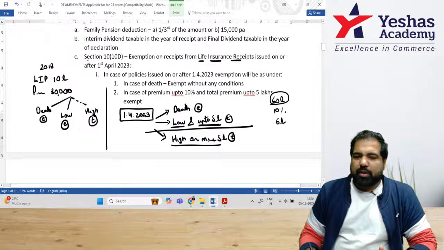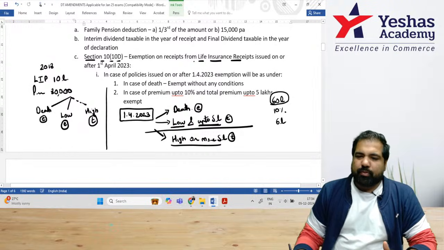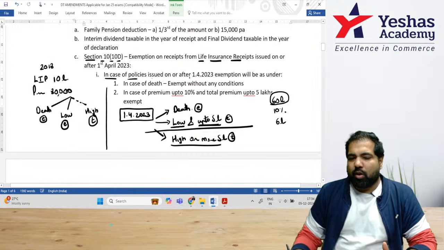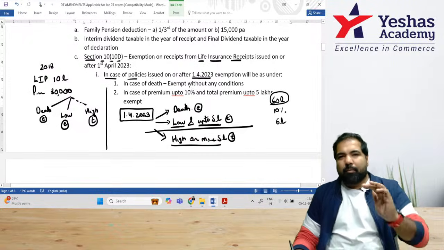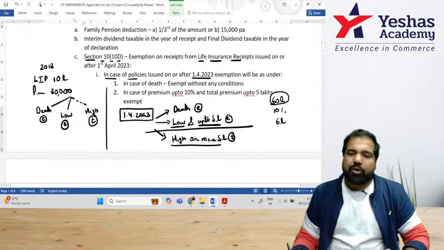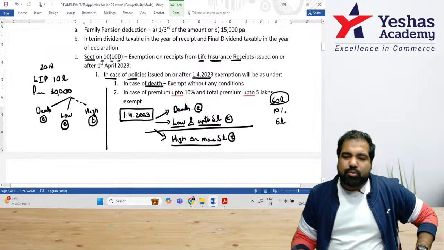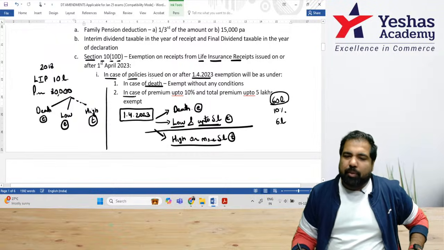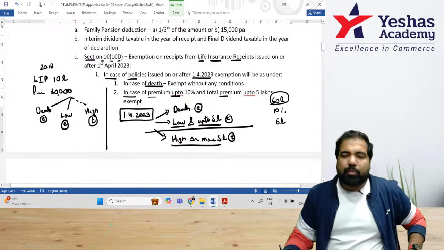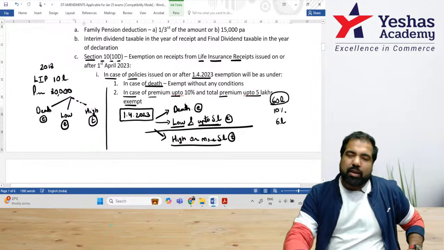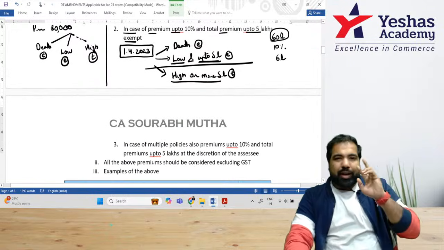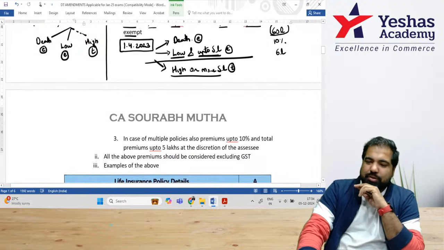So I'm just reading. Section 10(10D) is the exemption. In case of policies issued on or after 1st April 2023, before that there has been no change. Only on or after that, death exemption still continues. If the premium is up to 10% and the total premium is up to 5 lakh, only then it will be exempt. Otherwise, it will be taxable. So now for exemption, you need to fulfill two conditions.